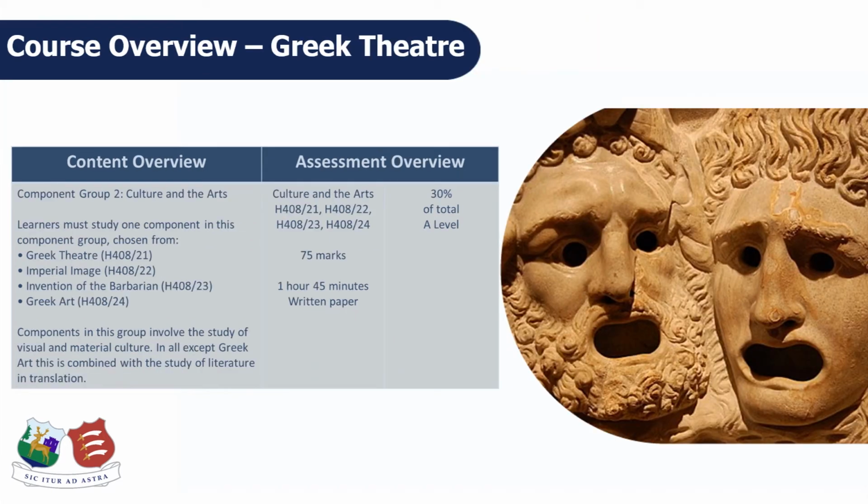The second module that you will study is Greek tragedy. This makes up 30% of the A-level, and you will study Greek tragedy in year 12. It's argued that the drama produced in the ancient Greek theatre forms some of the most powerful literature of the ancient world and has had a profound and wide-reaching influence on modern culture. So it's a really exciting module to study.